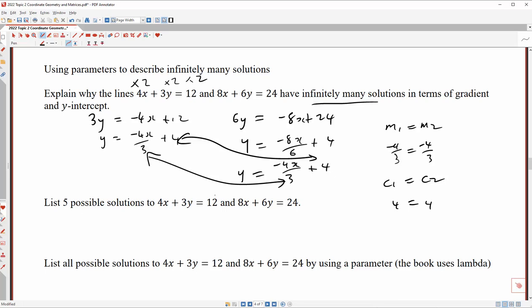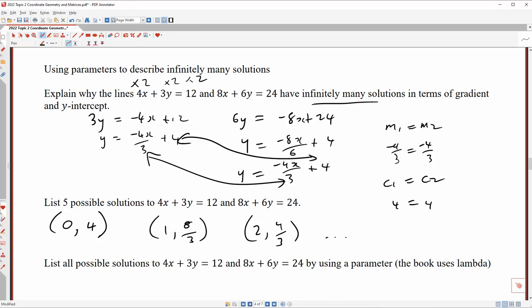Well, remember there's infinitely many, so we can get 5 solutions by simply jamming in a value for x and solving for y. So let's do it. When x is equal to 0, that cancels out, giving us 3y equals 12, y equals 4. We could do 1, which is 4 minus 4 on 3, which is 8 on 3. We could do 2, which is 4 minus 8 on 3, which is 4 on 3, and so on. So I'm not going to do 5 possible solutions because I'd just keep going.